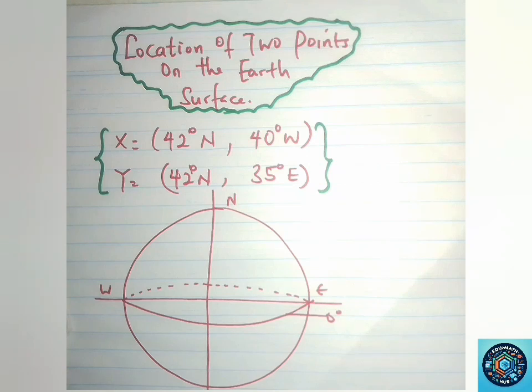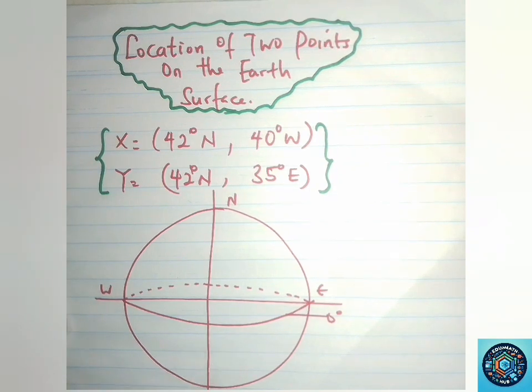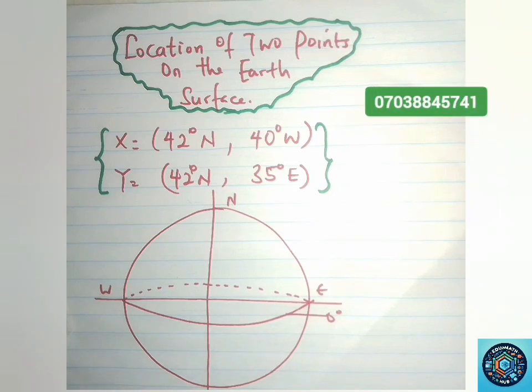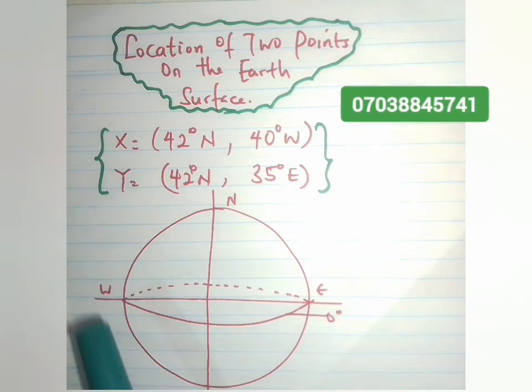Location of 2 points on the Earth's surface. Now this is how you locate 2 points on the Earth's surface. So you'll be given 2 points that will have something in common. So they will have a particular part, maybe the latitude part or the longitude part, that will be common or the same. So something must always be similar or the same whenever you want to locate 2 points on the Earth's surface.